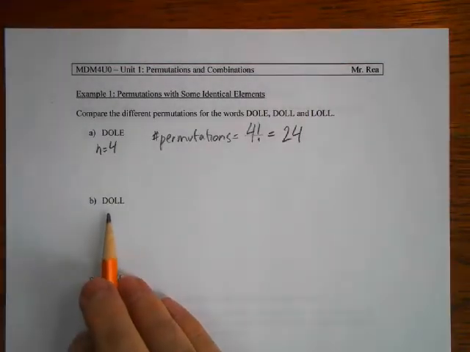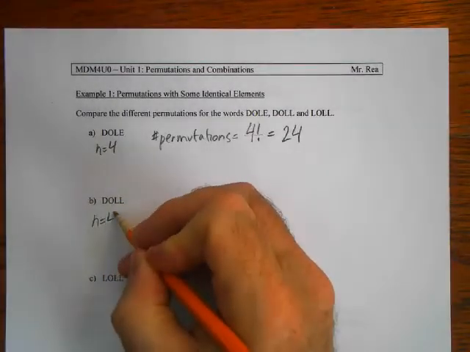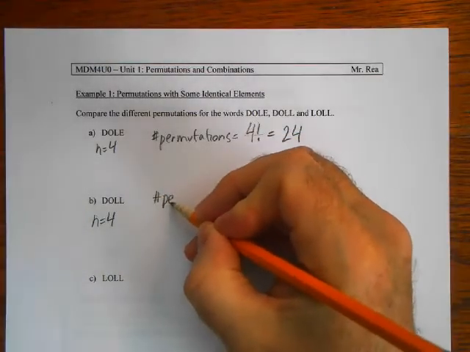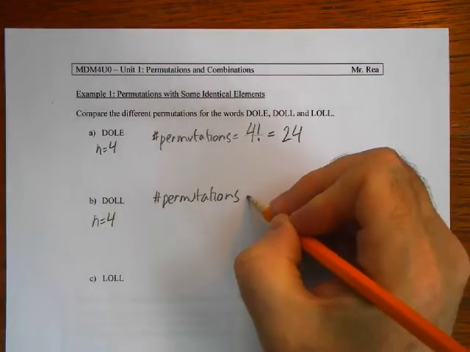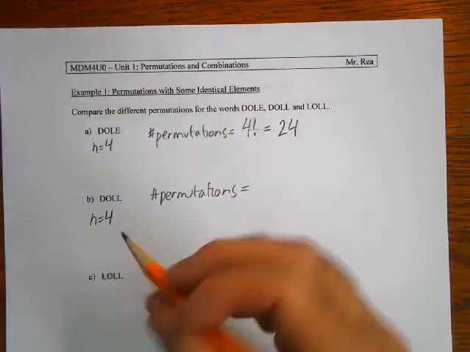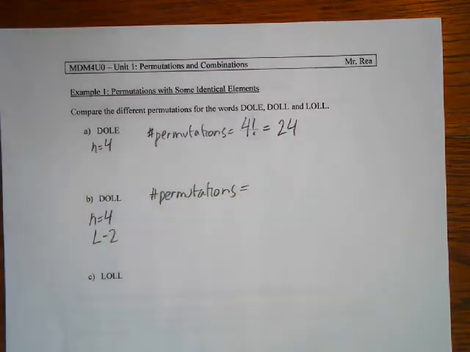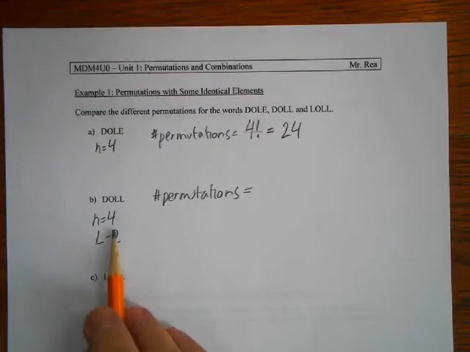This is the word that we just worked with, doll. And we already know the answer is 12, so let's see the way we would do this with just the formula. So the number of permutations. Okay, now we've also got 2 L's. So I'll just put a L2, meaning we've got 2 letter L's. So that means we got 2 duplicates.